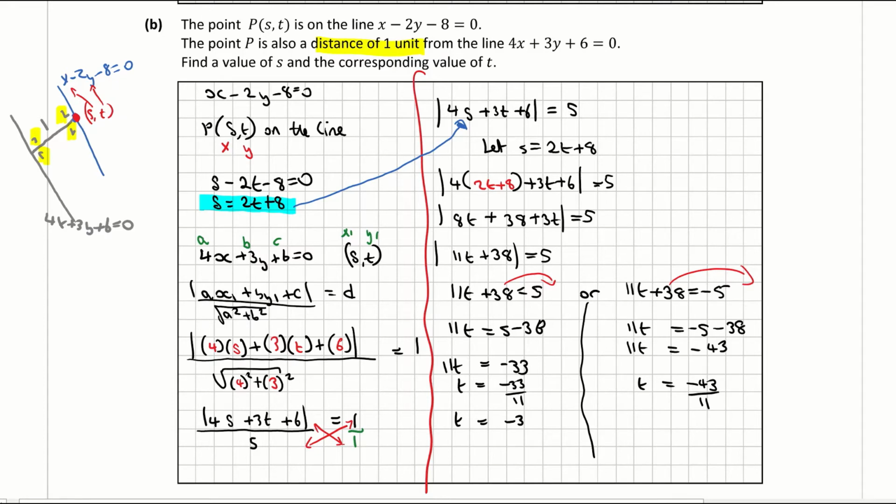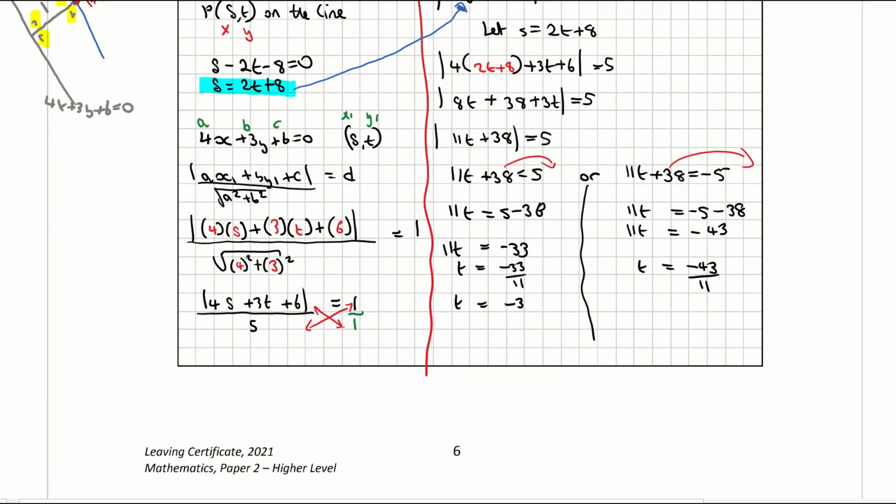So we've found t, but the question says find a value of s and the corresponding value for t. Now I'm doing it out twice here. You can see I'm finding both values for t, but they only asked for a value for s and its corresponding t. But look, I'm going to do both. So we now have to find the corresponding s.